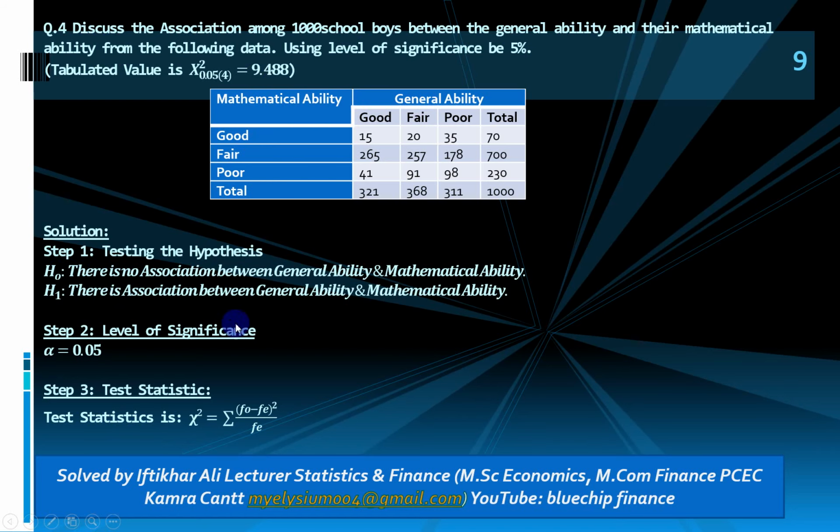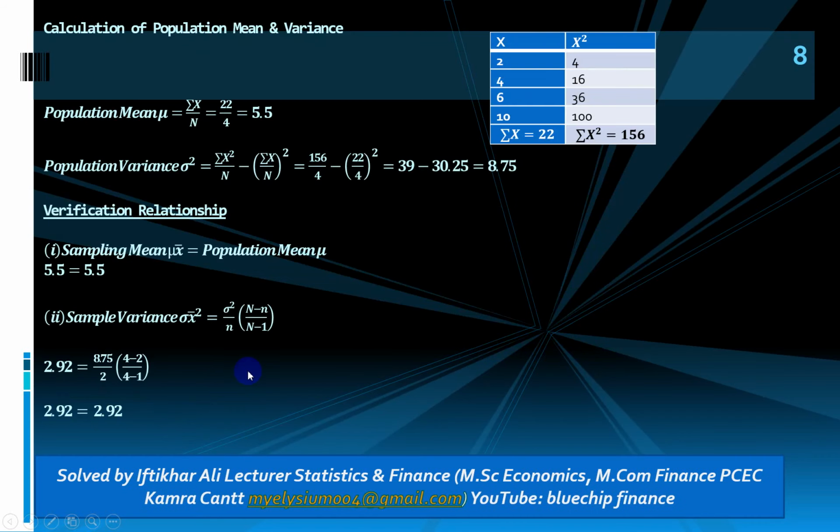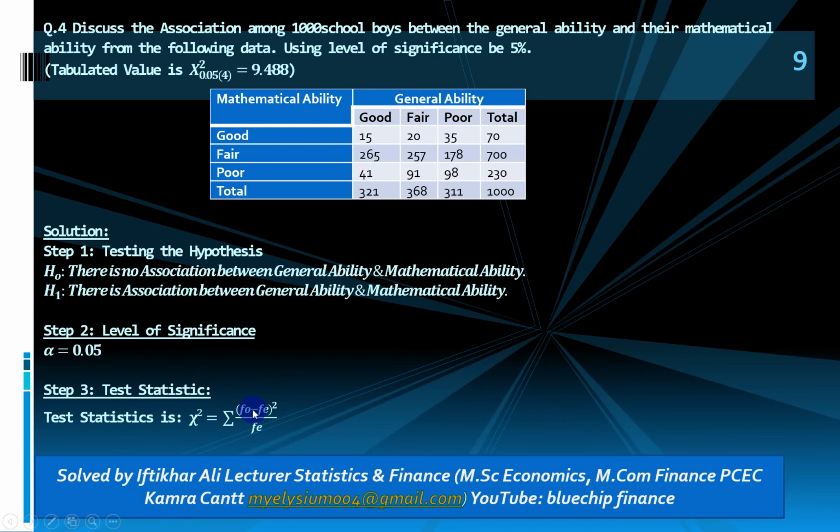Step number 2 is taking the level of significance, which is 5%. Step number 3 is the test statistic, which is equal to the formula of chi-square, which is equal to the sum of observed frequency minus expected frequency whole square divided by expected frequency.